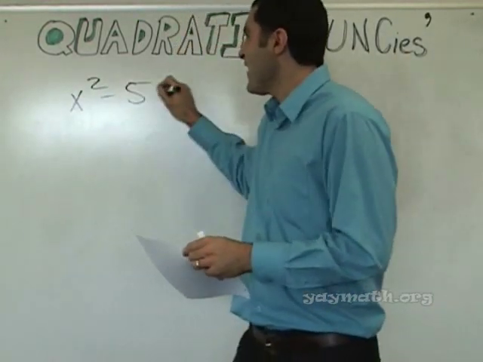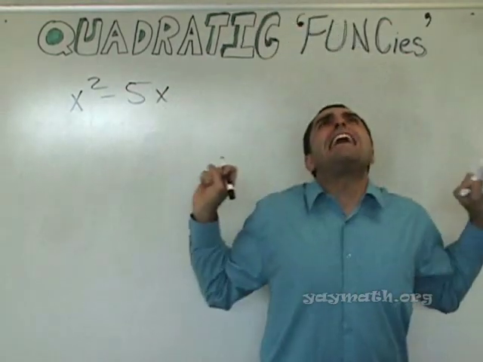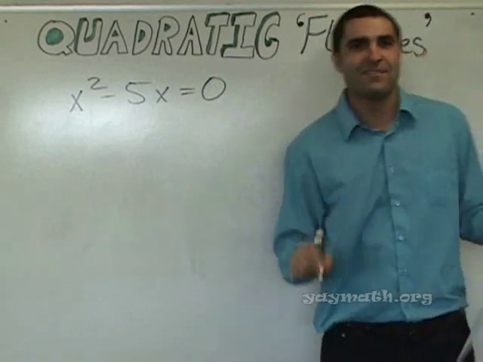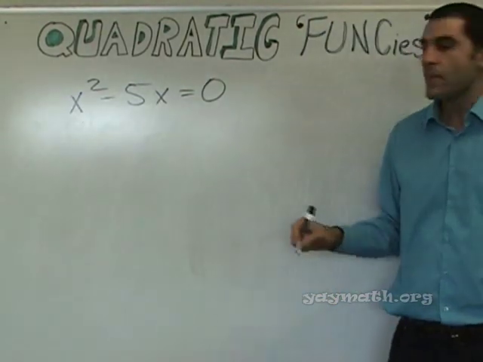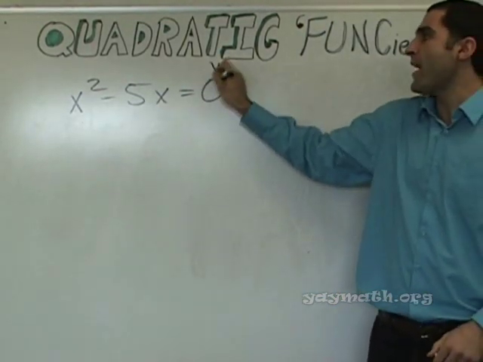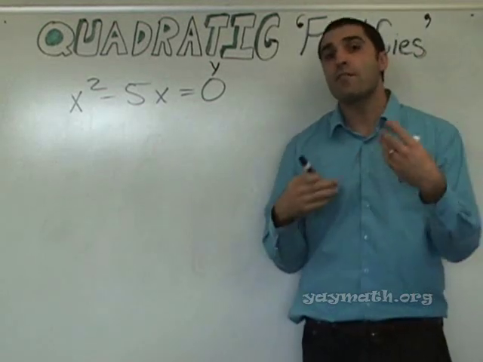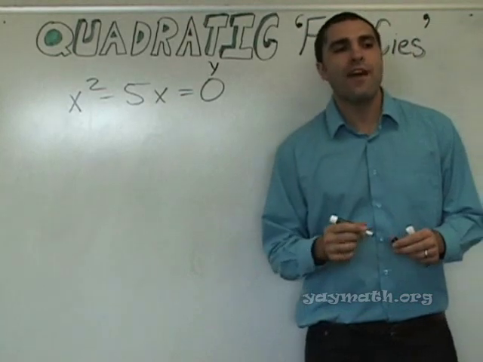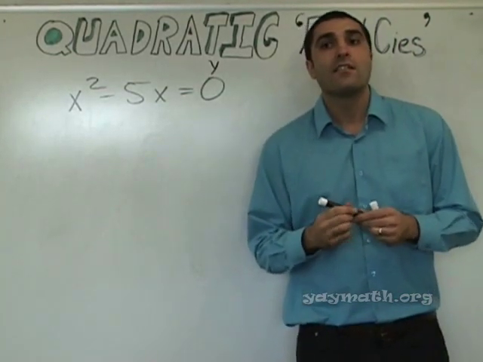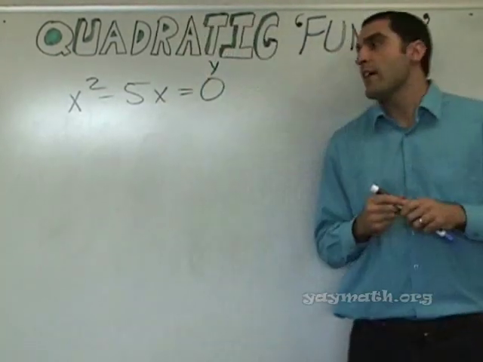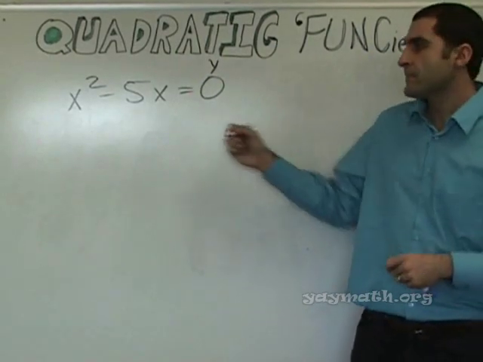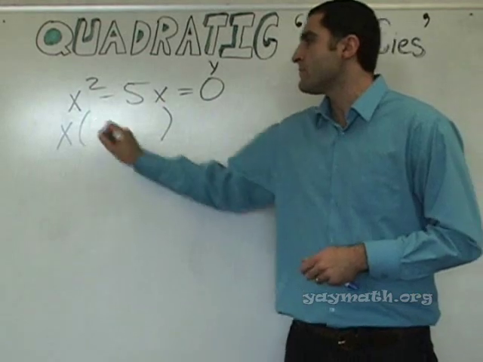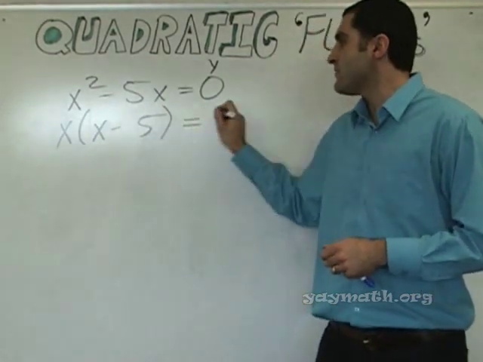X squared minus 5x. You guys get me. So, this is a function, originally y. You have it on your paper, right? But if we're solving for solutions, we set y to 0. What is the first step in factoring always? Look for the greatest common factor. Is there one? Yes. What is it? X. X comes out, leaving what? X minus 5.